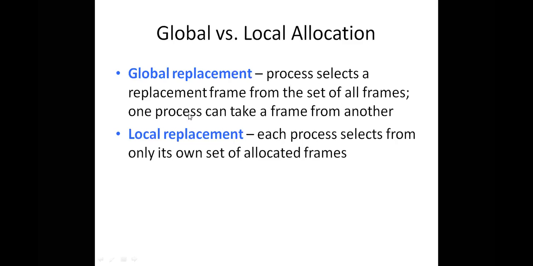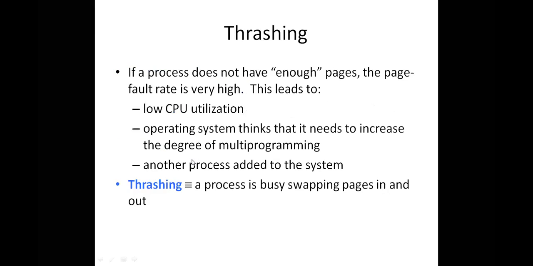Follow the cursor. One process can take a frame from another process. That is about global. One process selecting a frame only from its own set of allocated frames, that is called local. Okay, and now we are going to discuss thrashing.